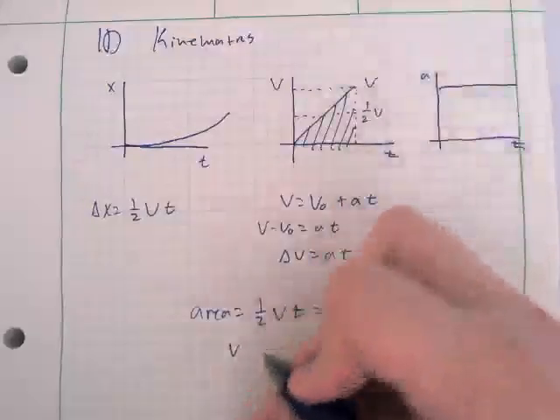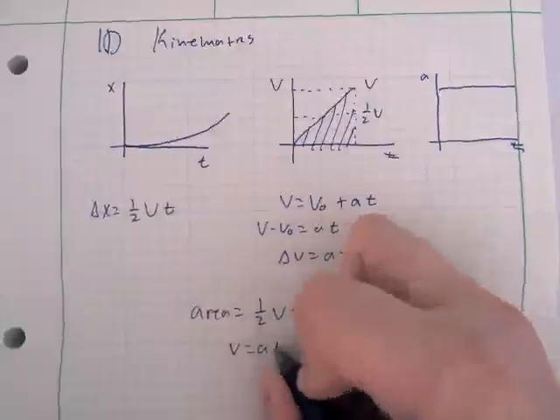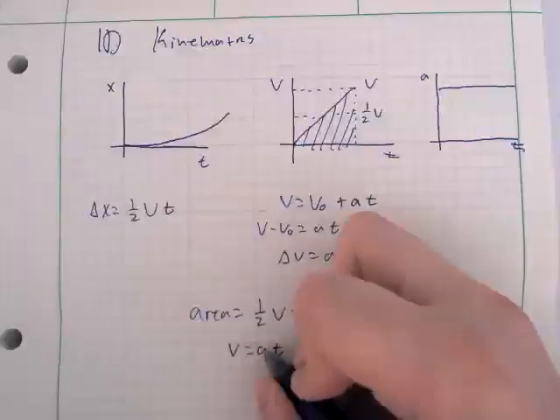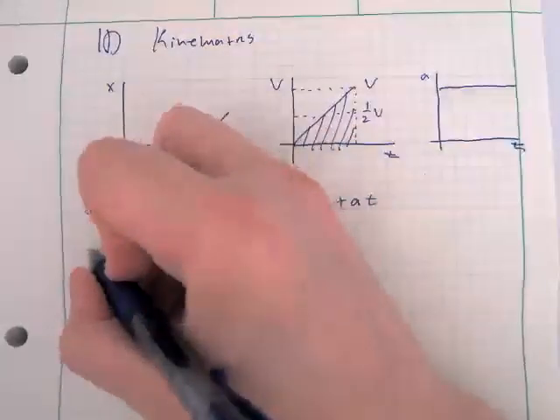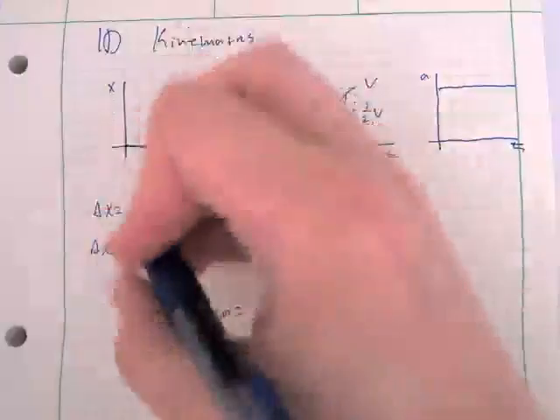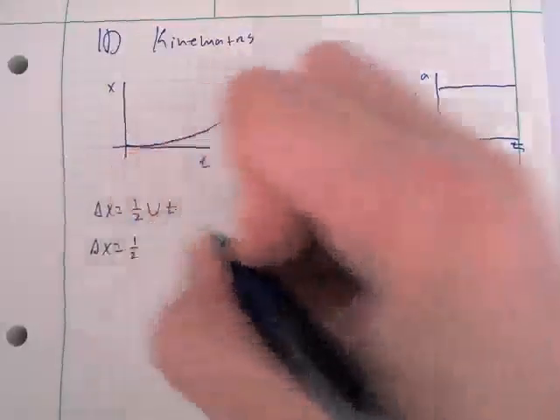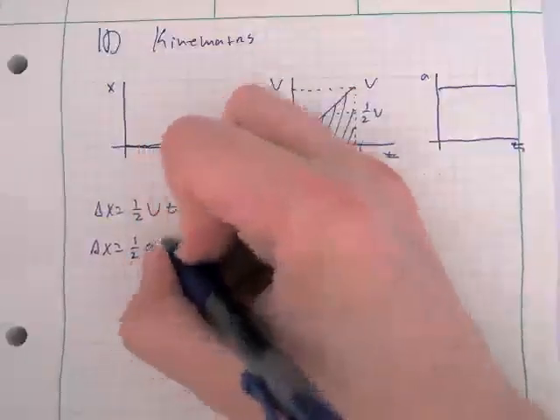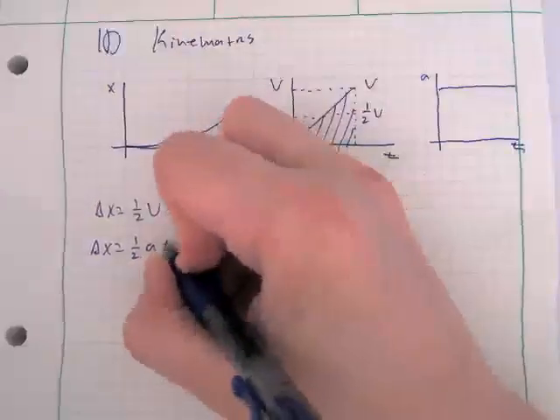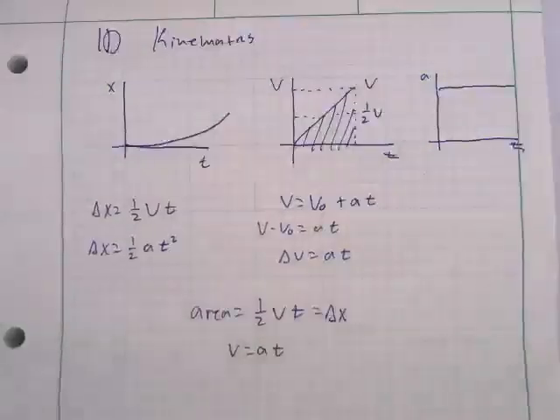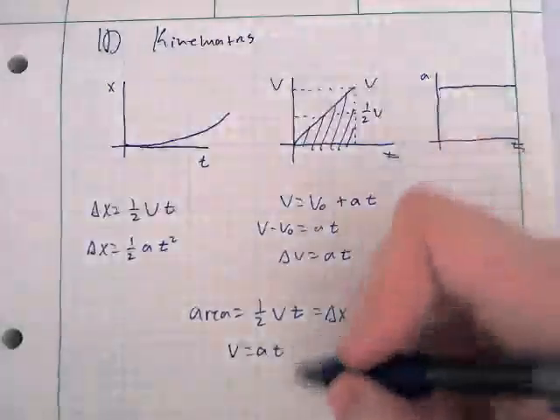This v, this is our final velocity, right? Is going to be, in this case, a times t, right? So there's a couple different ways that we can write this. We can also say that delta x equals 1/2 a times t squared. So this is another way that we can write it, right?